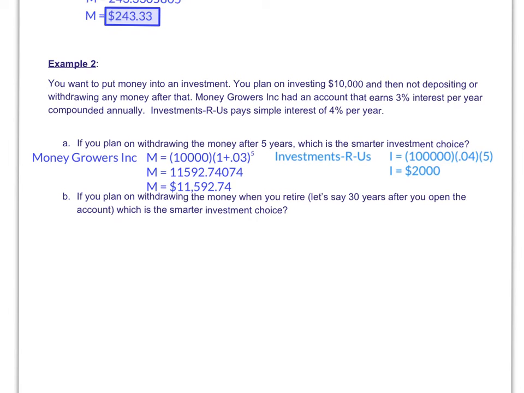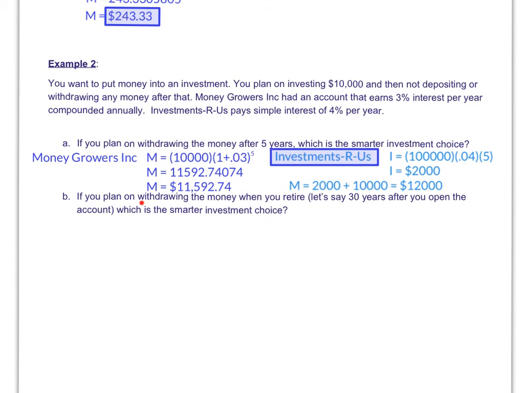But now to find the maturity value, remember that that was just the simple interest. So to find the maturity value, I need to take that and add on the amount that I initially invested. So the maturity equals the $2,000 plus the $10,000. So that'll tell me that my total amount at the end would be $12,000. So now I have to answer the question. The question said, which one should I use? Well, I need to actually use Investments R Us because that total is higher for Investments R Us.